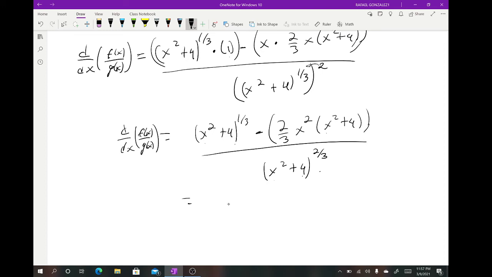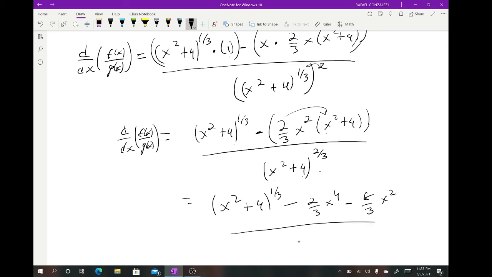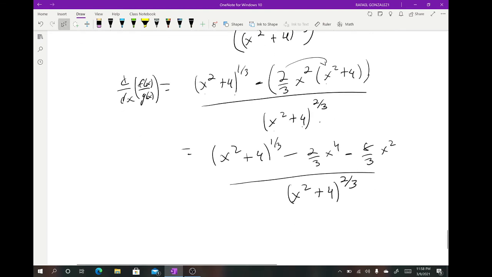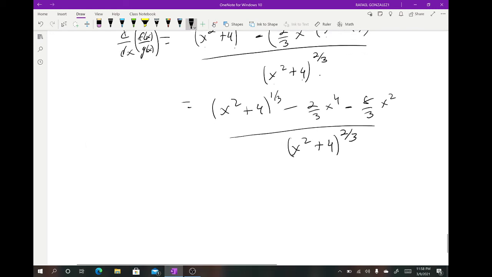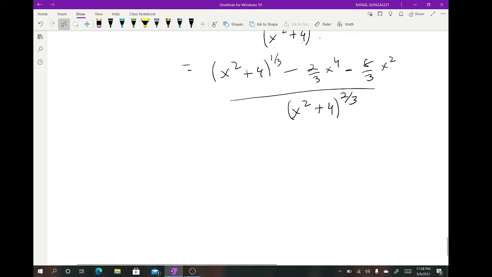You get the point. I don't feel like factoring this. It's going to take me a while. I will distribute this though, so it's going to be minus 2 over 3 x to the fourth minus 8 over 3 x squared, divided by (x squared plus 4) to the 2 over 3. You could simplify this a little bit more, and eventually you'll get some cancellation and it'll look nicer for sure. But I'm not going to take the time to do it. It's just not important, or at least not as important.